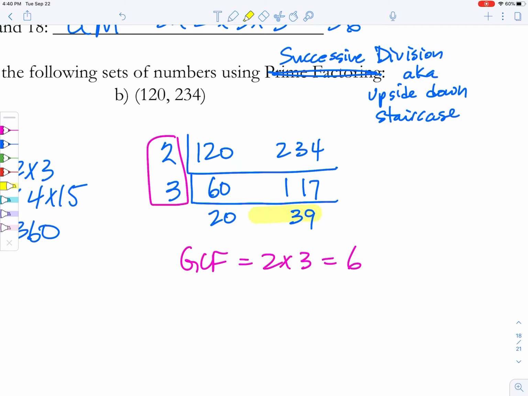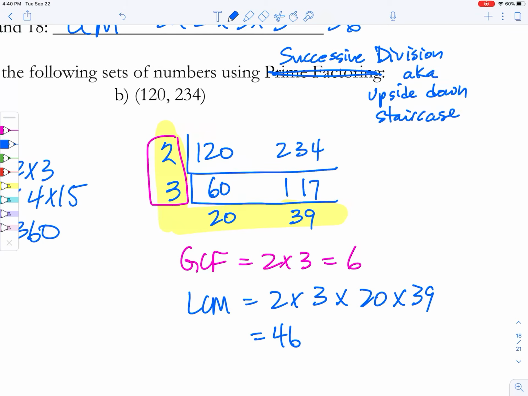And the LCM, we're going to make an L and use those common factors as well as what was left over. So 2 times 3 times 20 times 39. That gives 4680.